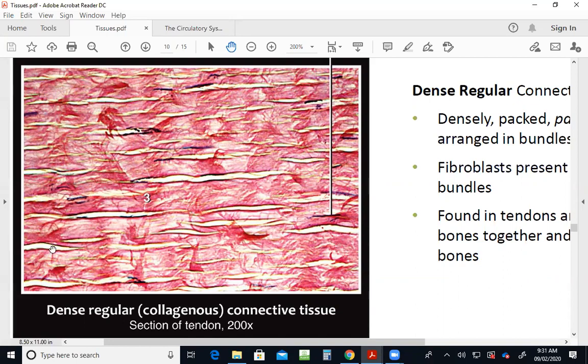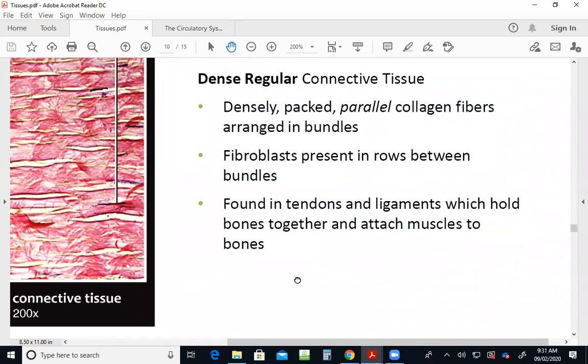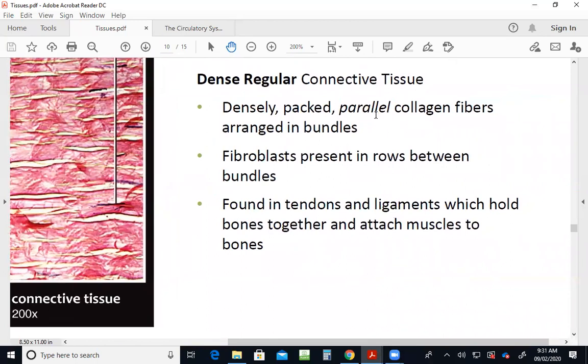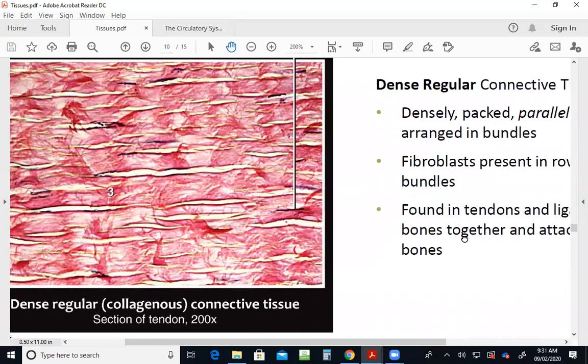Those lines are all going the same way, which is described as being parallel to allow for great tensile strength in things like our tendons and ligaments. Tendons hold our muscles to our bones, and ligaments hold bones to bones, like the ACL in the knee, okay?